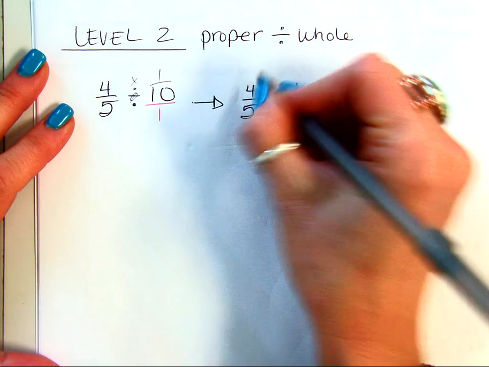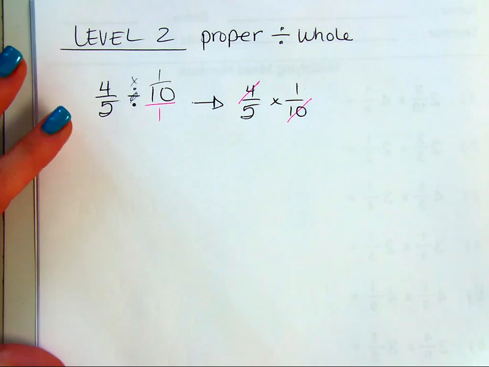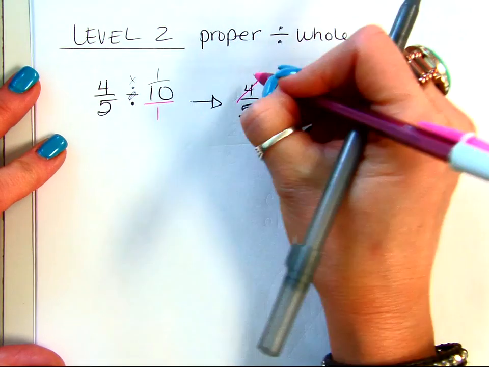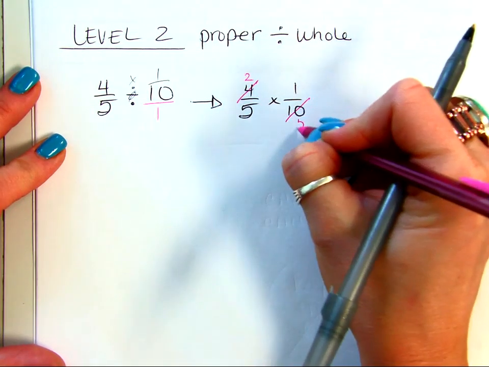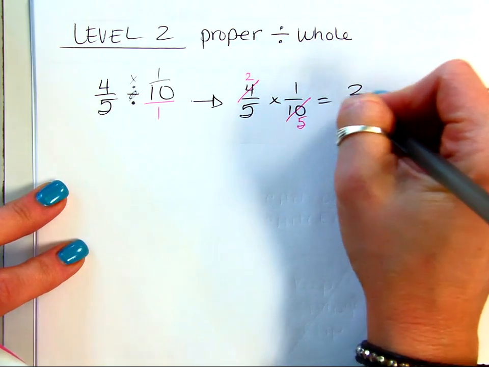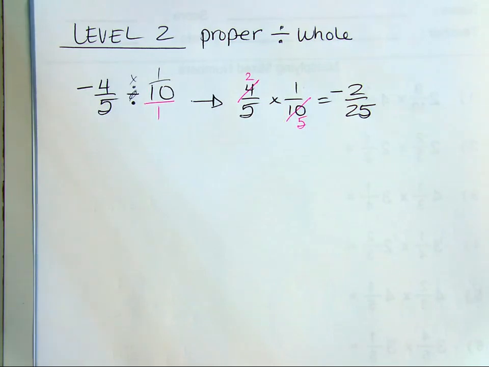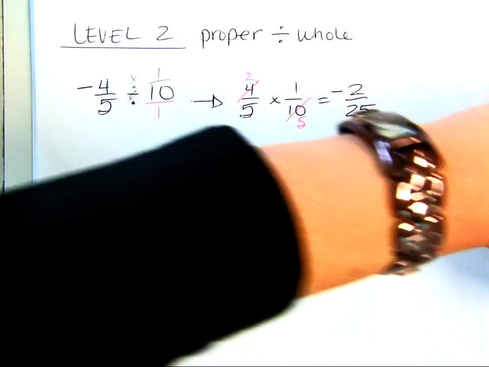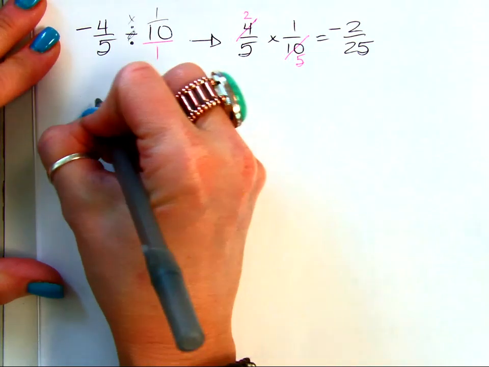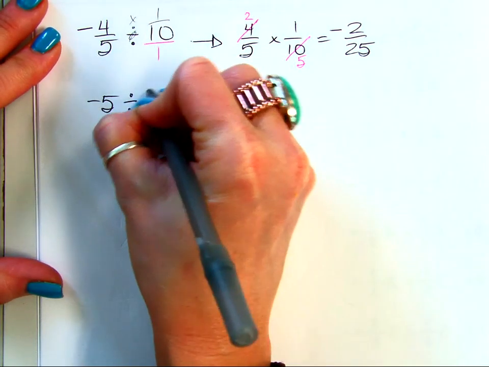So now, can I cross cancel 4 and 10? What is the GCF? And how many times does it fit in here? And how many here? Okay, so this answer is what? 2/25. Make the 4/5 negative. Now what's your answer? Negative. That's all. That's seriously all there is with the negative part of it. Okay, let's do this one. Let's take -5 and divide it by 2/5.